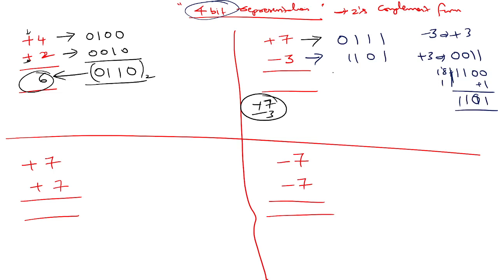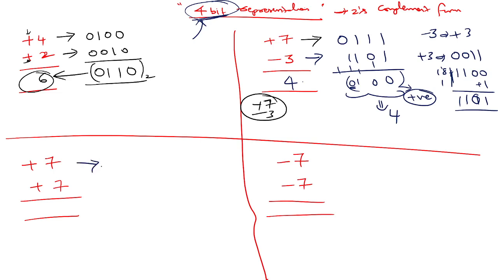1 plus 1 is 1 0. 1 plus 1 plus 1 is 1 1. 1 plus 1 is 1 0. Now if you look at this 4-bit representation, if you take only 4 bits, you have 0 here. That means this is a positive number. If it is a positive number, take it as it is. This is 4, and we know 7 minus 3 is 4.